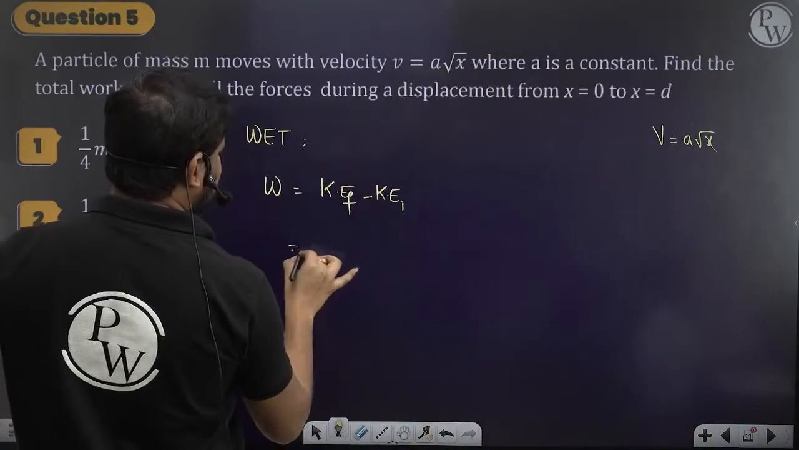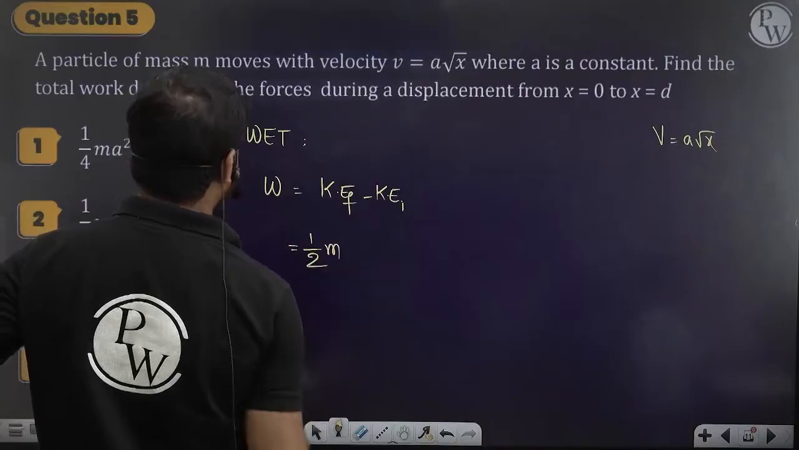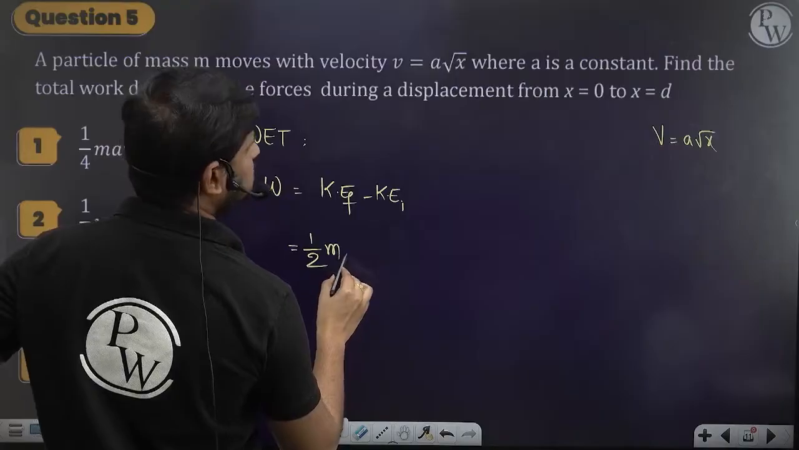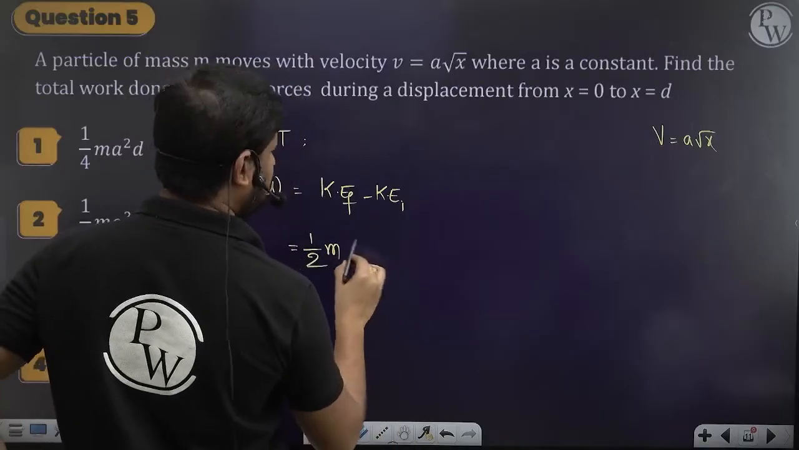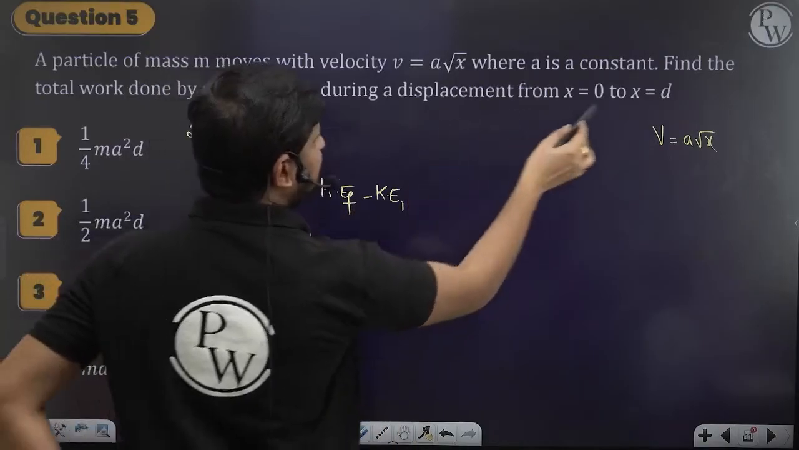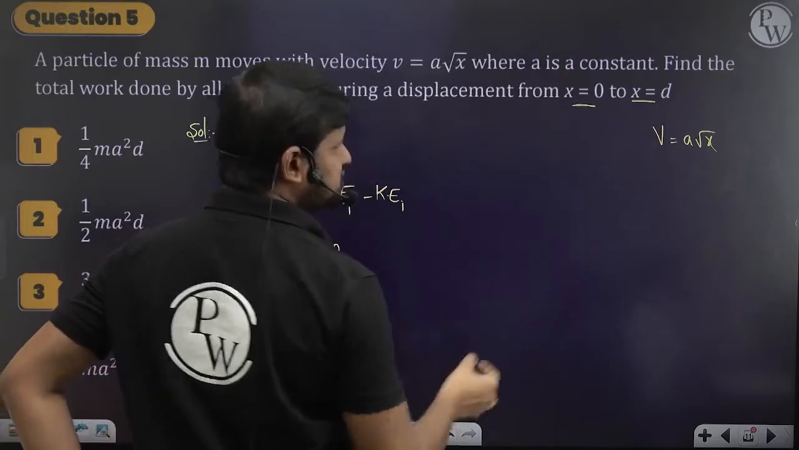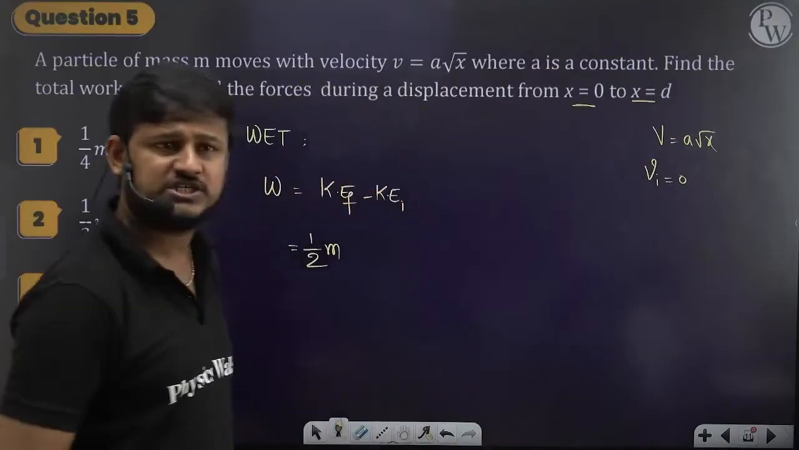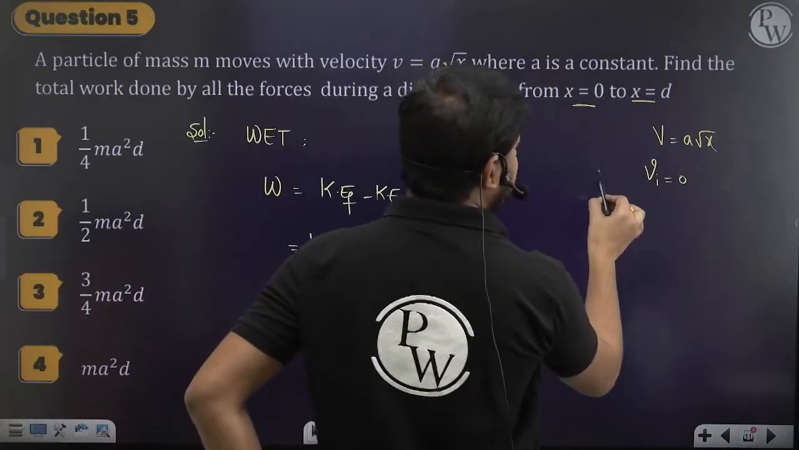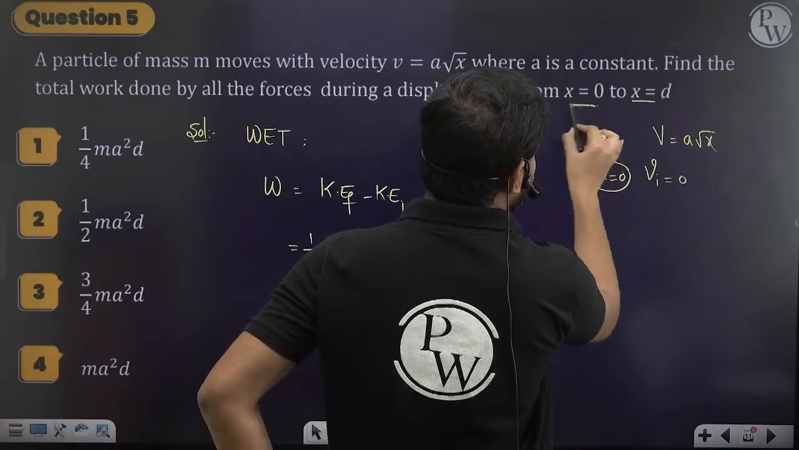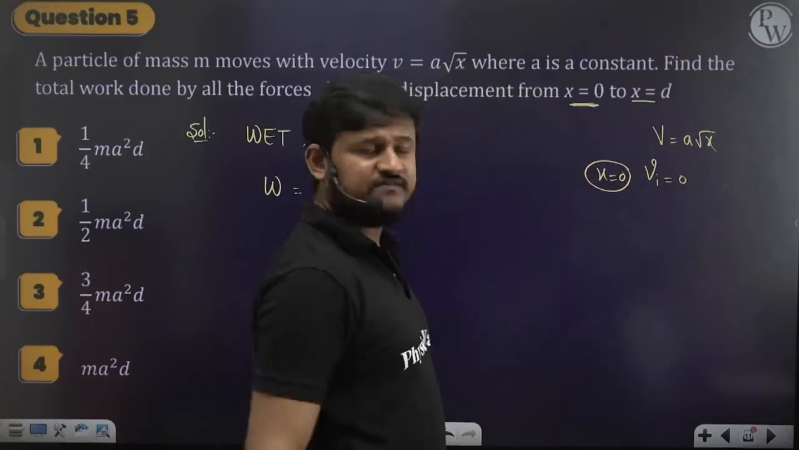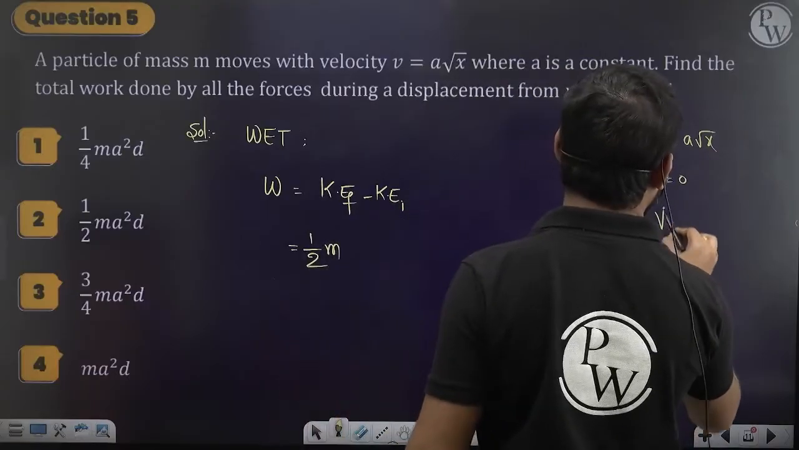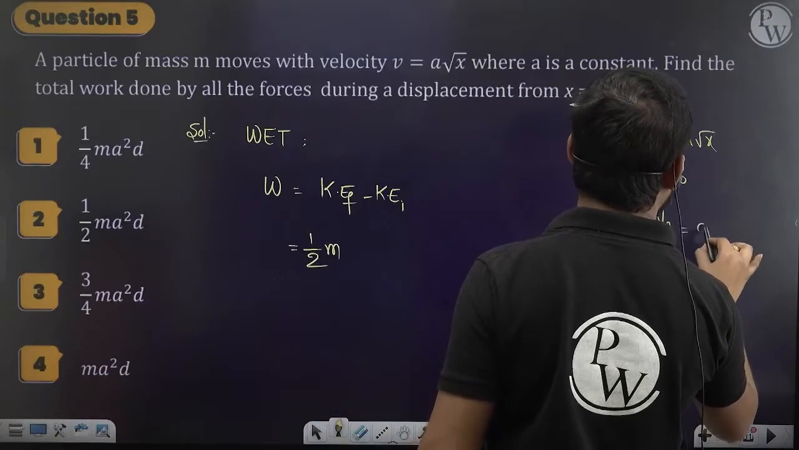Initial KE is 0, right? Yeah, fine, no problem. If the initial x equals 0, then the initial velocity is 0. Why? Because x equals 0, the initial displacement, so the v initial will become 0. So at x equals d, what will be its velocity? The v final will be equal to a root d.